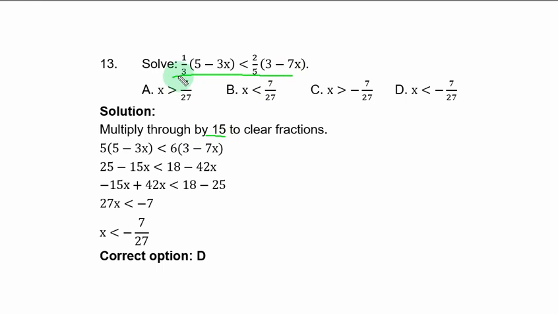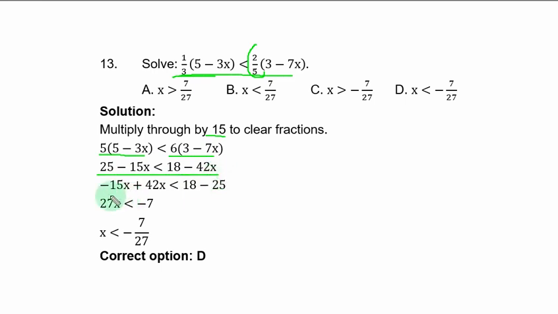If you multiply the first term by 15, you have 5 times bracket open 5 minus 3s bracket close. You multiply the other side by 15. If you divide 15 by 5, you have 3. 3 times 2 is 6. So you have 6. Multiply the terms in the bracket. If you open the brackets with 5 and 6 respectively, you have 25 minus 15s less than 18 minus 42s.